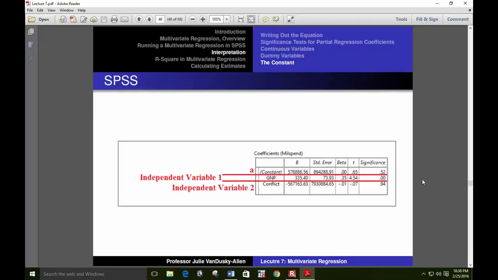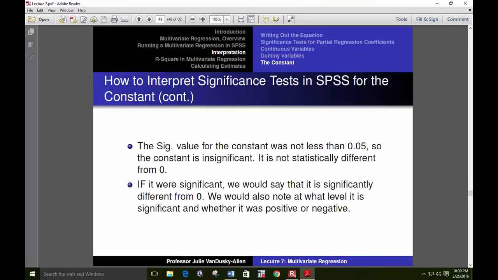Applying this to our example, the sig value for the constant was not less than 0.05, so the constant is insignificant. It is not different from 0. However, if it were significant, we would say that it is significantly different from 0. We would also note at what level it is significant and whether it was positive or negative.